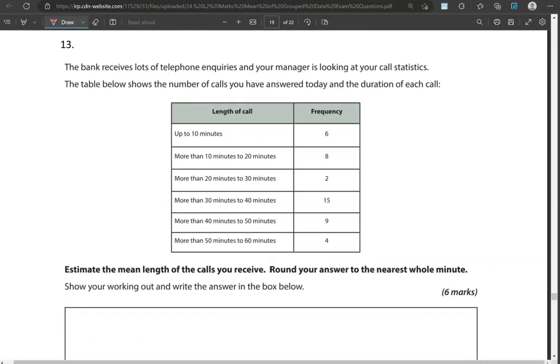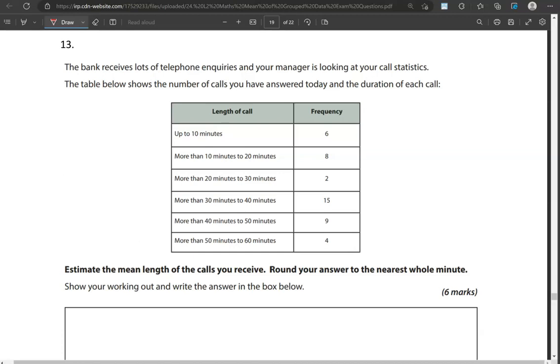The bank receives lots of telephone inquiries and your manager is looking at your call statistics. The table below shows the number of calls you have answered today and the duration of each call. Estimate the mean length of the calls you receive. Round your answer to the nearest whole minute. Show your working out and write the answer in the box below.